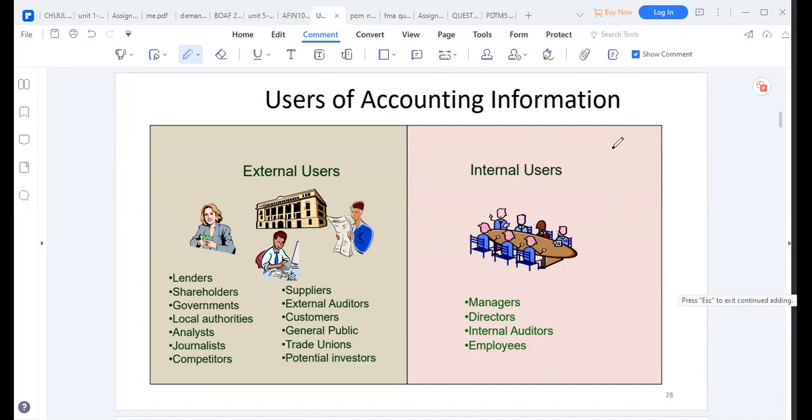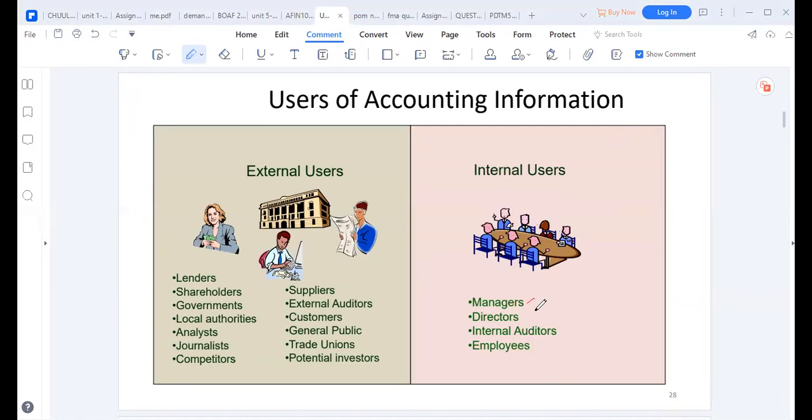Okay, so internal users, we have the managers, the directors, the auditors, the employees. External users, we have the lenders, shareholders, government, local authorities, the analysts, the journalists, competitors, suppliers, external auditors, customers, general public, trade unions, also potential investors. These ones are examples of external users.